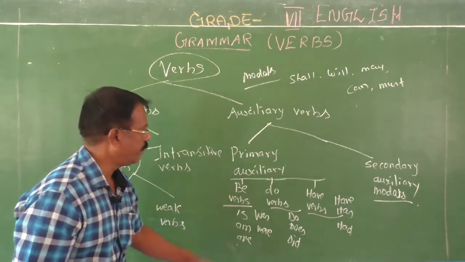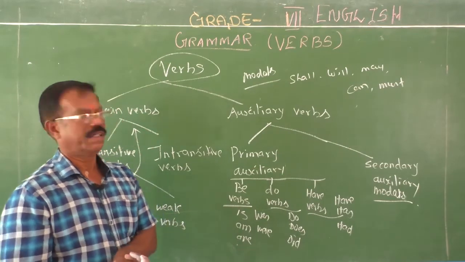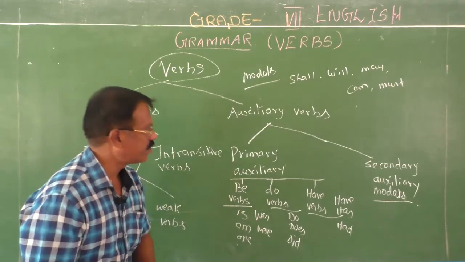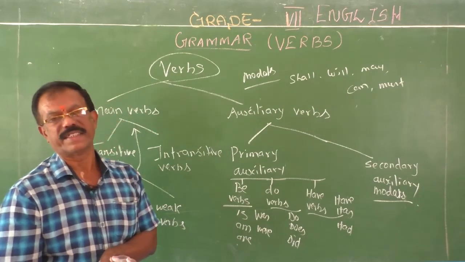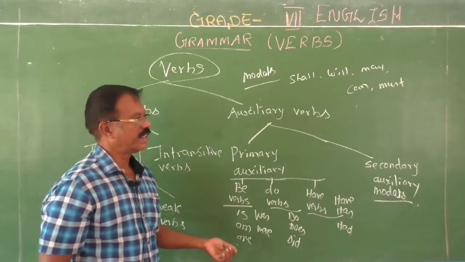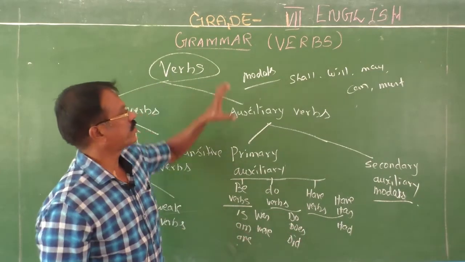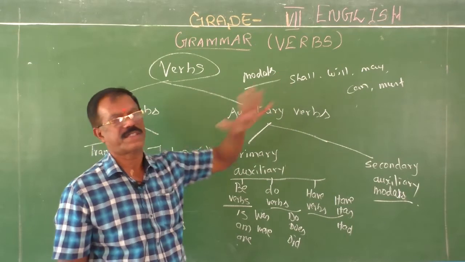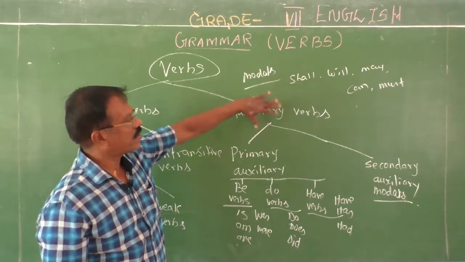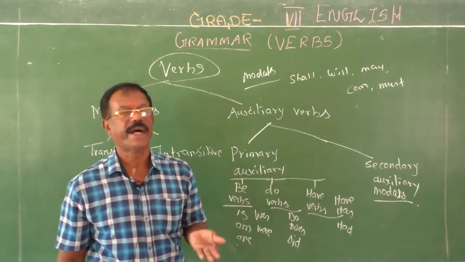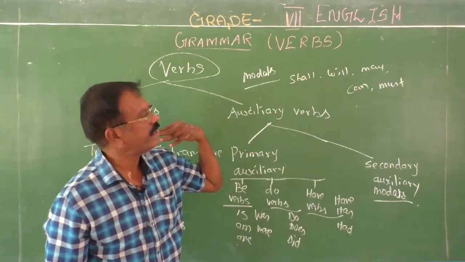Primary auxiliaries are be verbs, do verbs and have verbs. Be verbs: is, am, are, was, were. Do verbs: do, does, did. Have verbs: have, has and had. Model auxiliaries are called secondary auxiliaries. They are also called model verbs. They are shall, will, may, can and must. Their past forms can also be used: shall, should, will, would, may, might, can, could, and must.